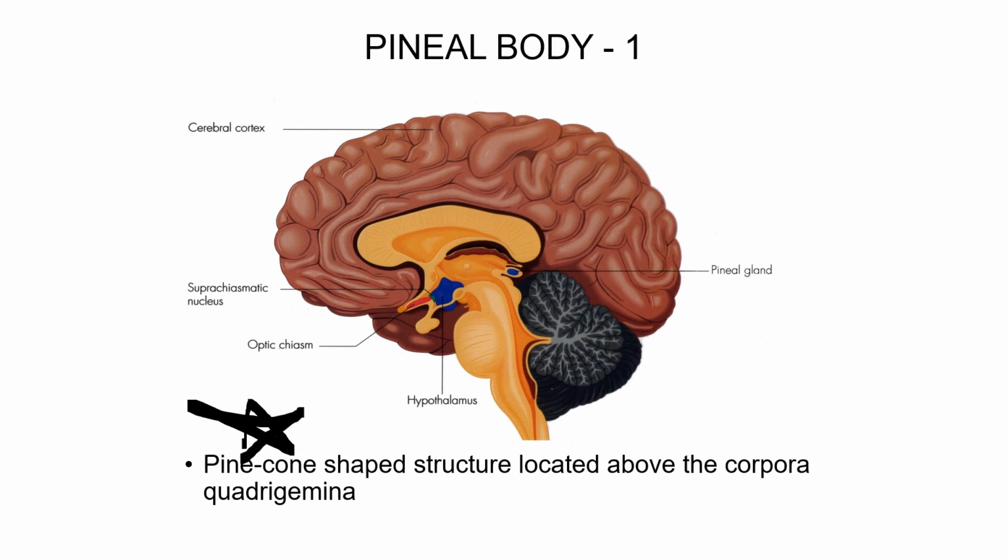And it's located right above the corpora quadrigemina, which is a really weird, long name of something. We'll talk about that in just a moment. It's just part of the brainstem. So the pineal gland, in case you can't see it in the picture, is this tiny little thing right there. Draw another arrow from superior to inferior. There we go. Little purple dot. So let's go on to the next slide and talk about what it does.